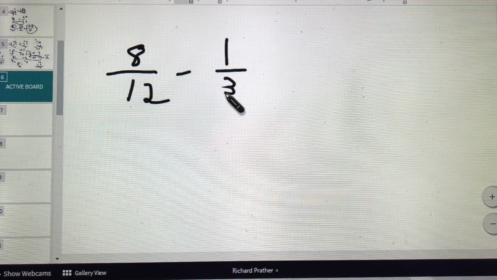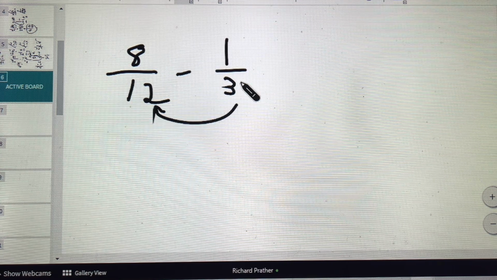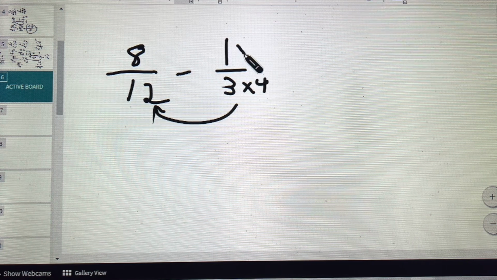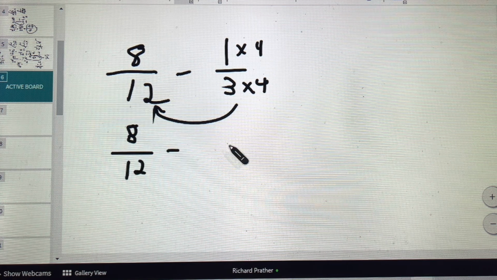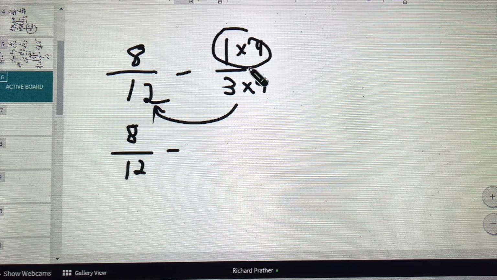Can you make the smaller one look like the bigger one? Yes. 3 times 4 is how I get 12. And I was able to do that, so you don't change the bigger one, and the smaller one is going to change to 4 over 12.